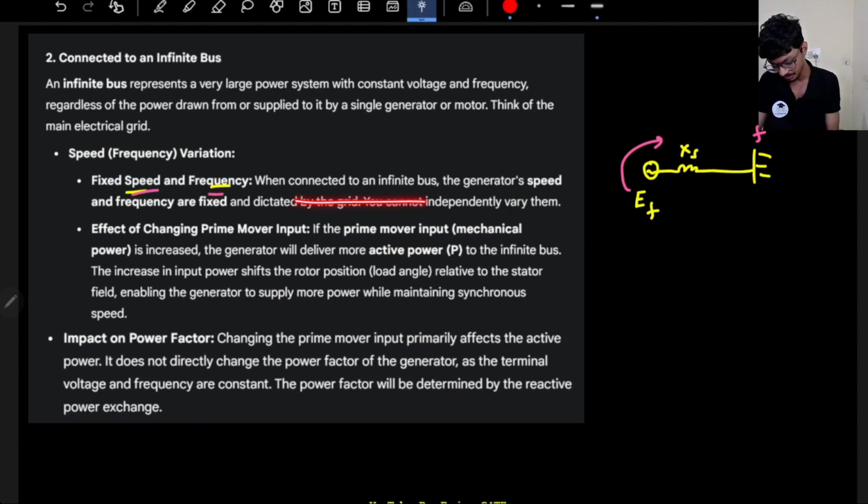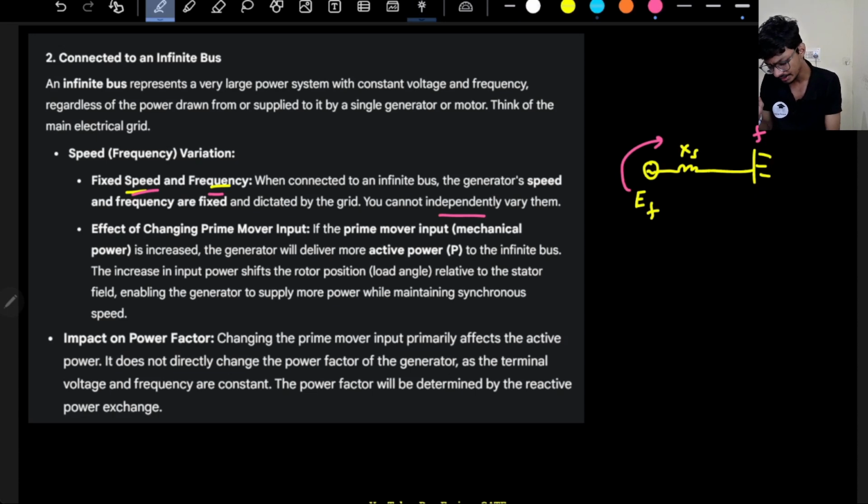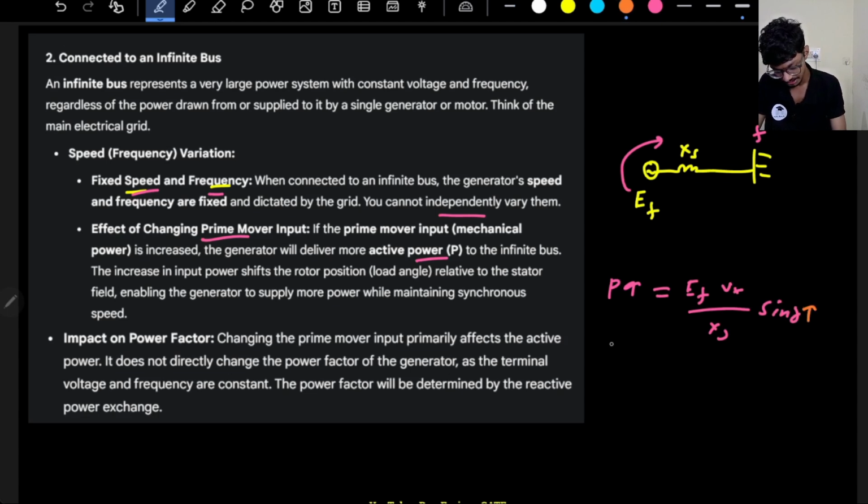So when connected to an infinite bus, the generator speed and frequency are fixed, dictated by the grid. We cannot change it independently. If I try to change it, it will go out of sync of the infinite bus. So we cannot do it. What we can do is change the prime mover input. If I change the prime mover input, the active power it was delivering will increase. If the active power increases, keeping the excitation constant and Vt also constant, your delta will increase. So basically your load angle will increase.